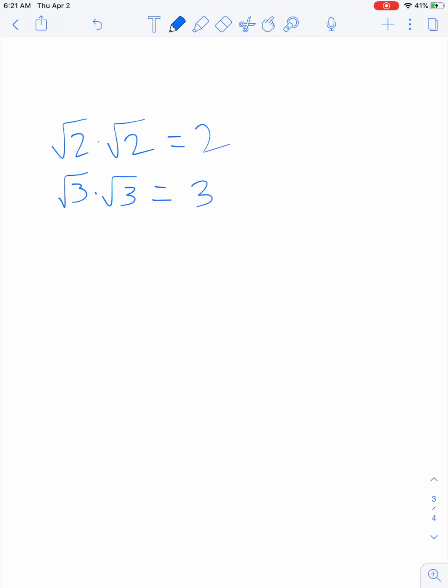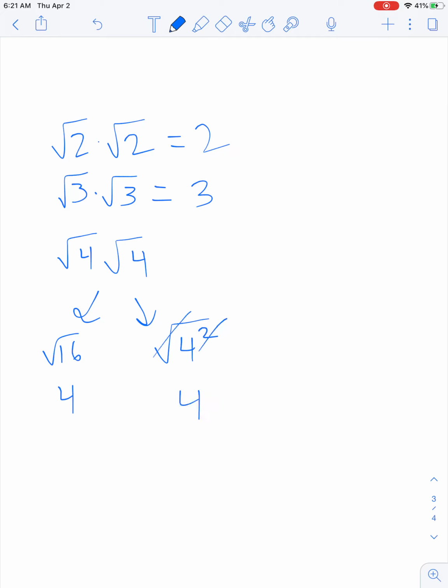Let me just give you a couple more examples. That's saying that root 2 times root 2 is equal to 2, which makes sense because that would be root 4, which is 2. Root 3 times root 3 is equal to root 9, which is 3. You could also think of it as root 3 squared, and the squared and square root cancel each other out. So root 4 times root 4, you could think of this as root 16, which is a 4, or root 4 squared. Square and square root cancel out, you get a 4.